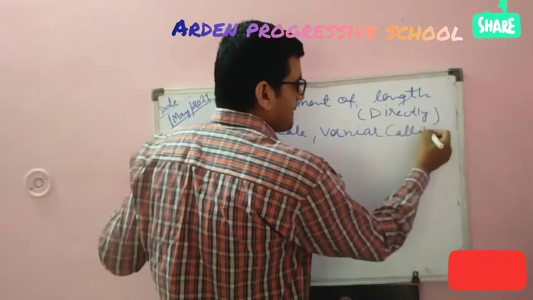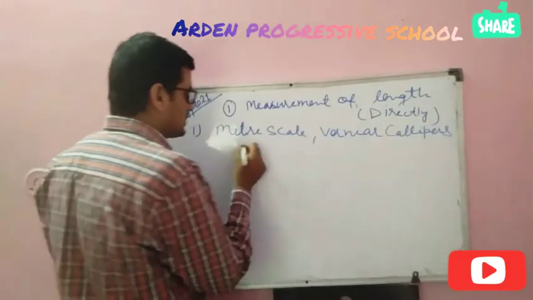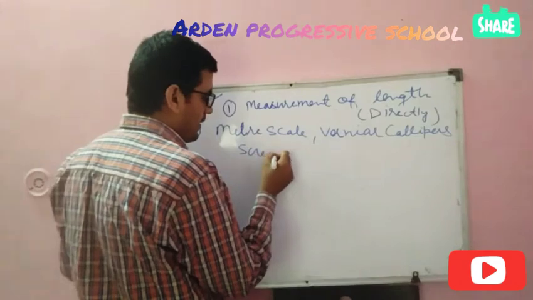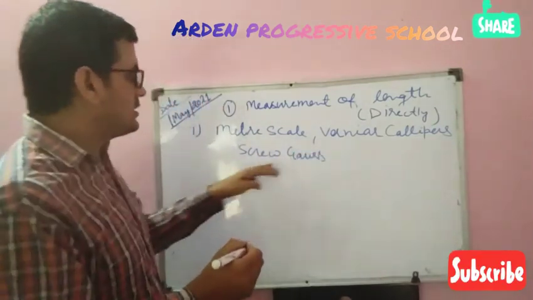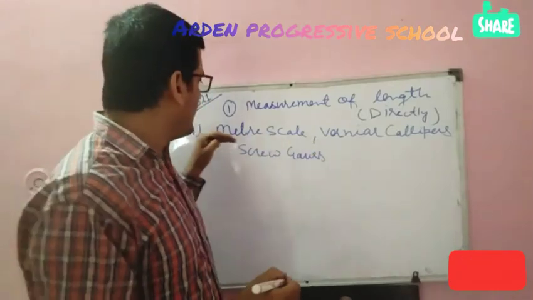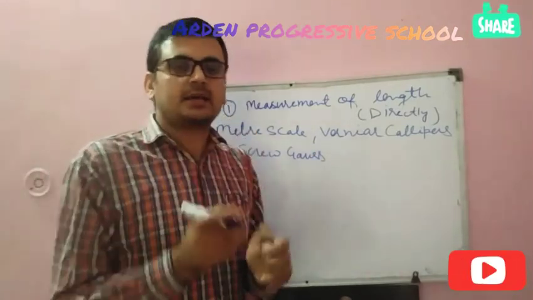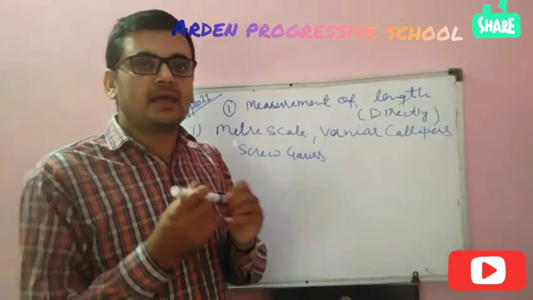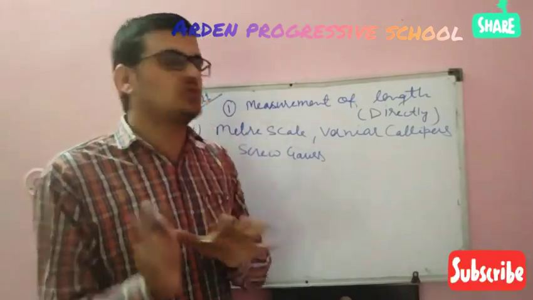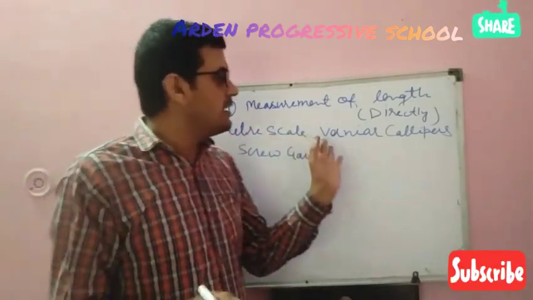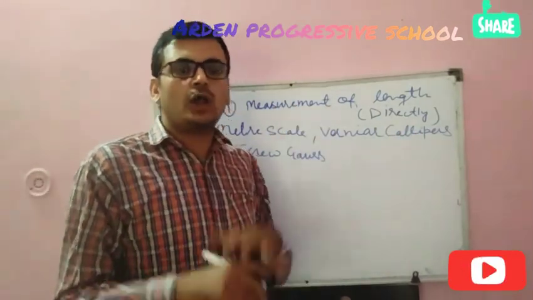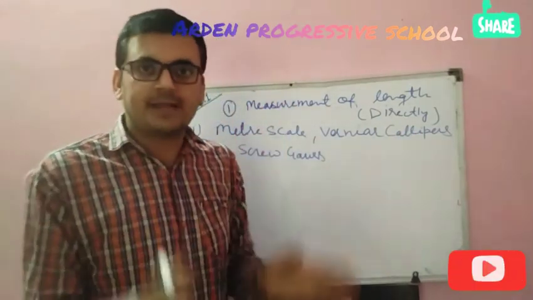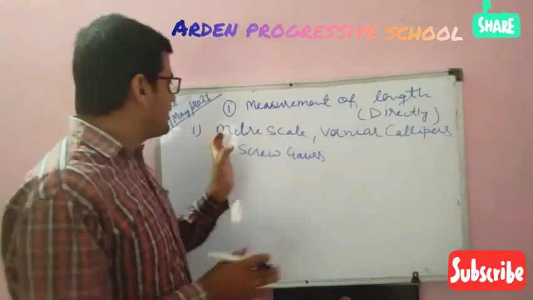calipers, screw gauge. Okay, it is also called spirometer. If any length can be measured by using any instrument like meter scale, vernier calipers, screw gauge, it is called direct method, direct measurement. Okay.